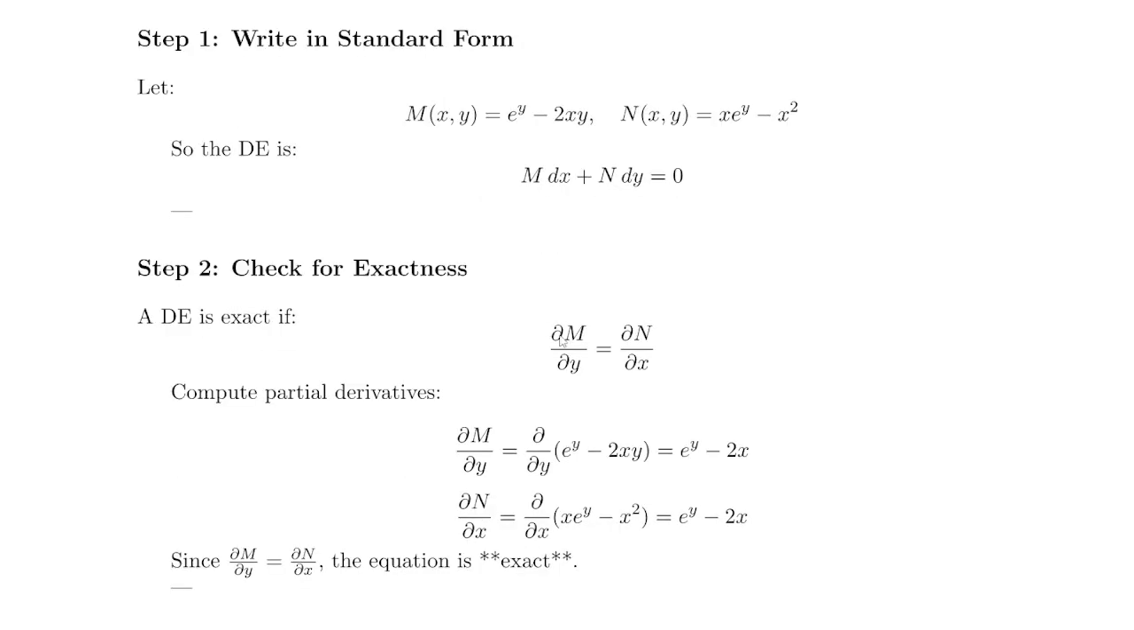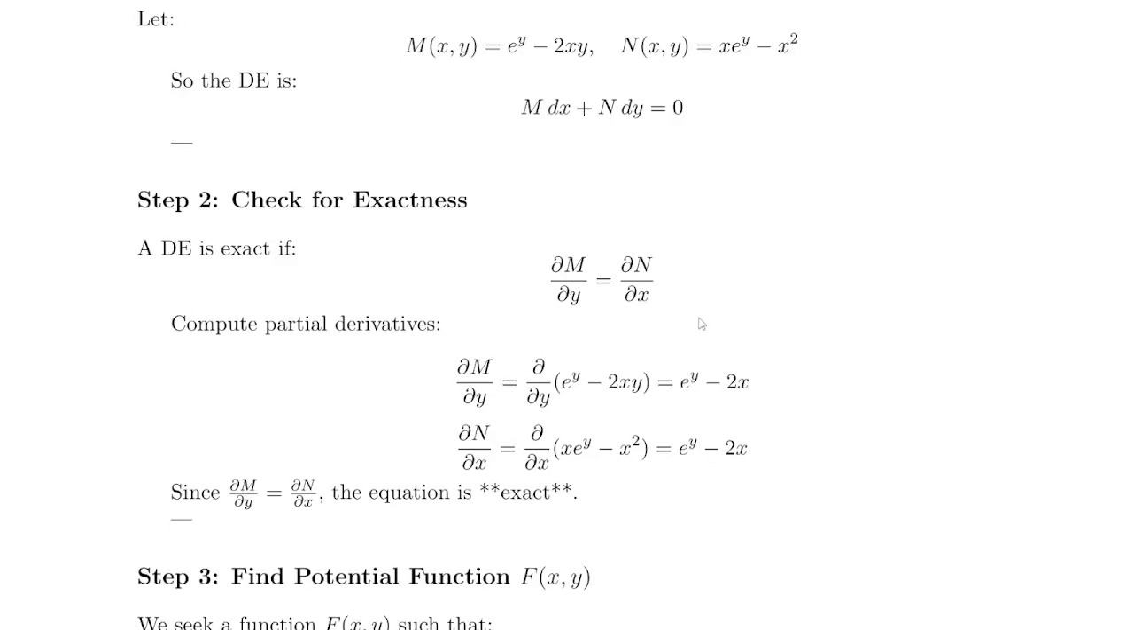A differential is exact if the partial of M with respect to y is equal to the partial of N with respect to x. So we're going to take the partial derivative of e^y - 2xy with respect to y, and the partial of x e^y - x^2 with respect to x. When we do that, we get e^y - 2x for both. And since they're both equal, the equation is exact.